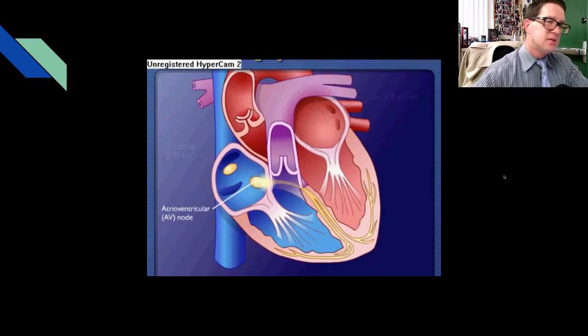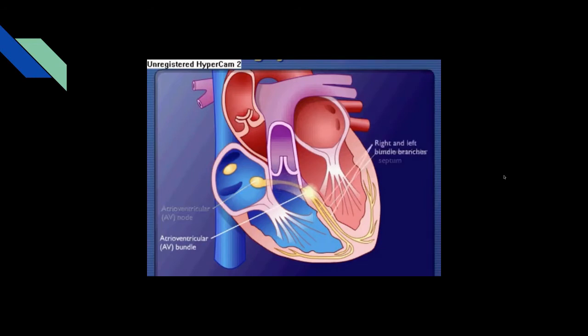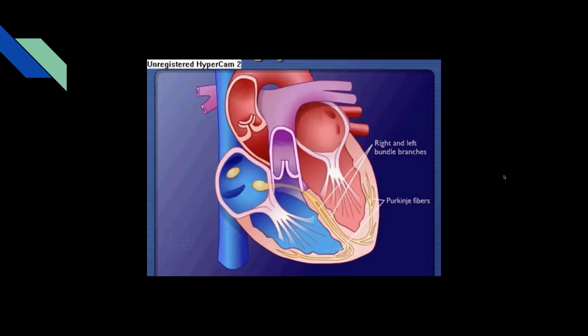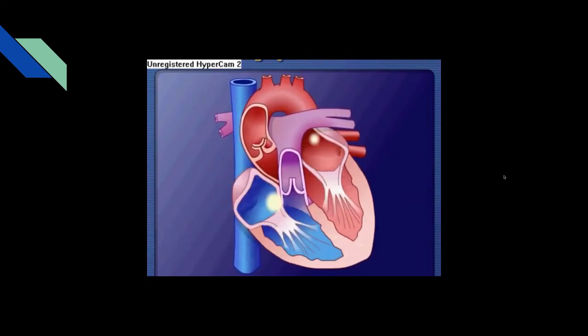From that pause, depolarization will leave the atrioventricular node, pass through the bundles through the interventricular septum, and then as that signal moves down towards the apex of the heart, it'll move back up through the Purkinje fibers along the walls of the ventricles, and as it moves up, it will result in the ventricles contracting, or ventricular systole. If we make it so they contract, this is what we see.